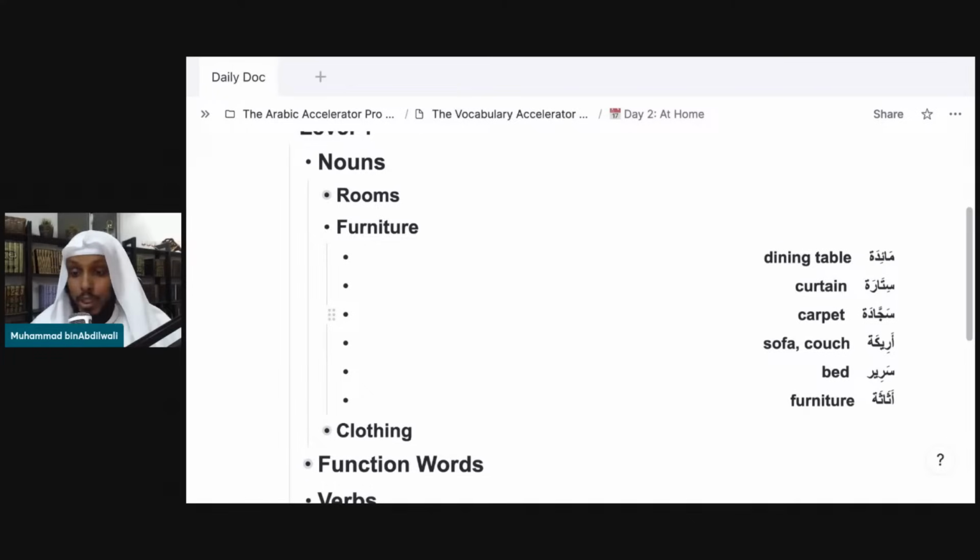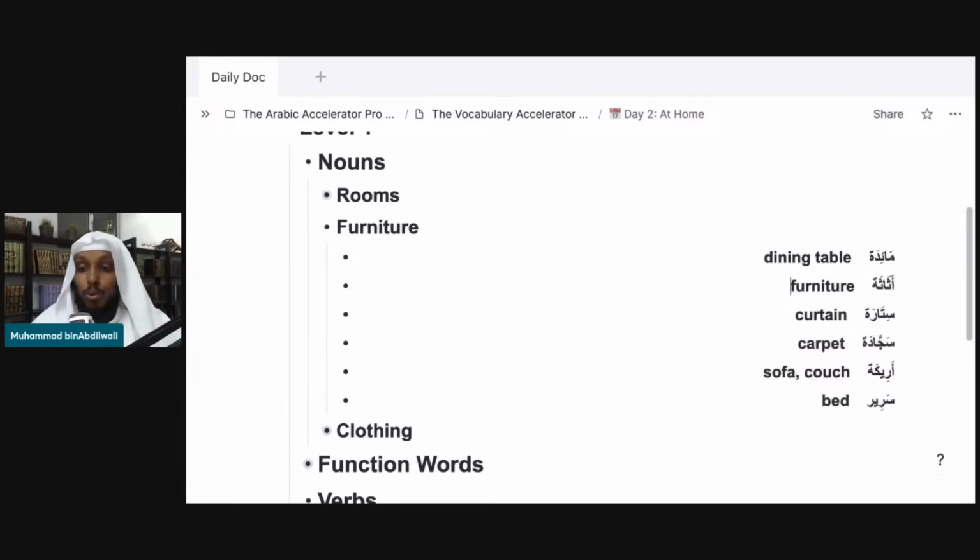And then athatha. Athatha is a piece of furniture. So keep that in mind. All of these things are athatha. So I should have put it at first actually. A piece of furniture is called athathatun. So ma'idah is an athathatun. Sitara or sajjad is an athathatun. Arika. Even though one might argue that curtain and carpet are not really pieces of furniture, I thought I'd put all of them in that category.